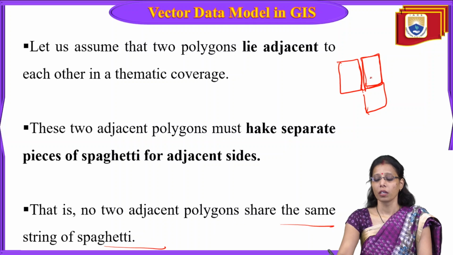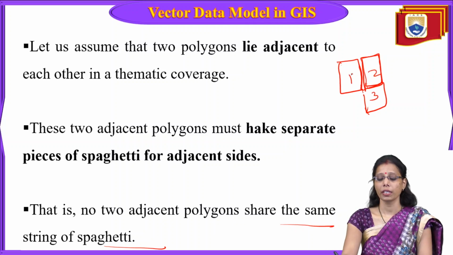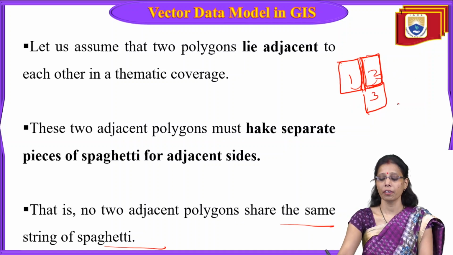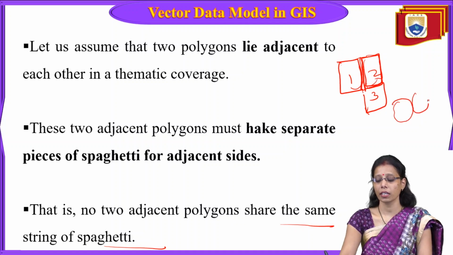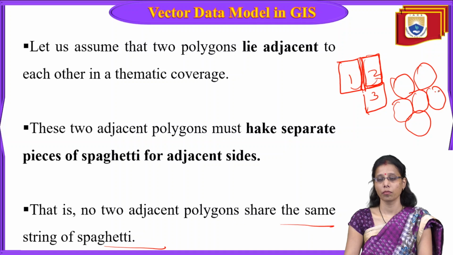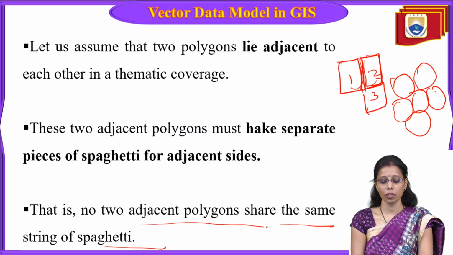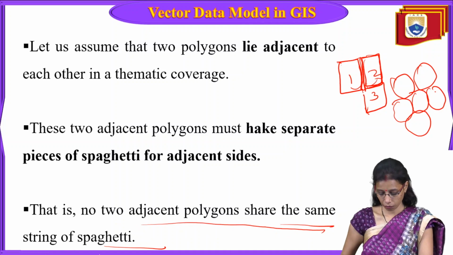For example, this is polygon 1, 2 and 3. It is not sharing this line with the other one. It has its own separate four sides. Here also, separate four sides. If it is a circle, this is one circle, and it has its own circle like this. It is not making a common line with the other polygons. So no adjacent polygon shares the same string of spaghetti, right?